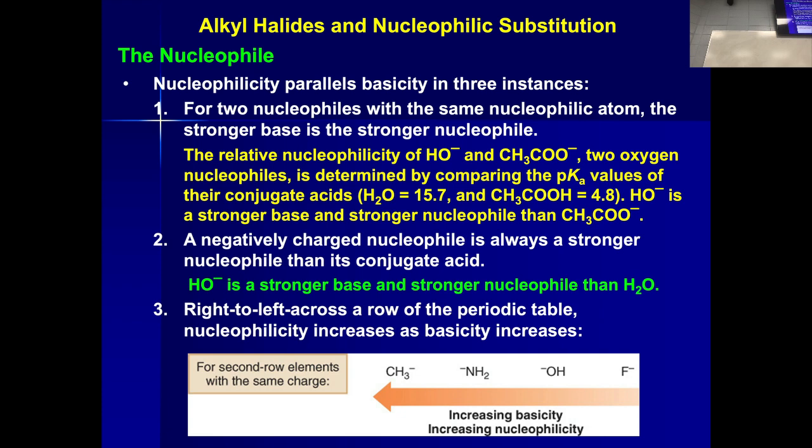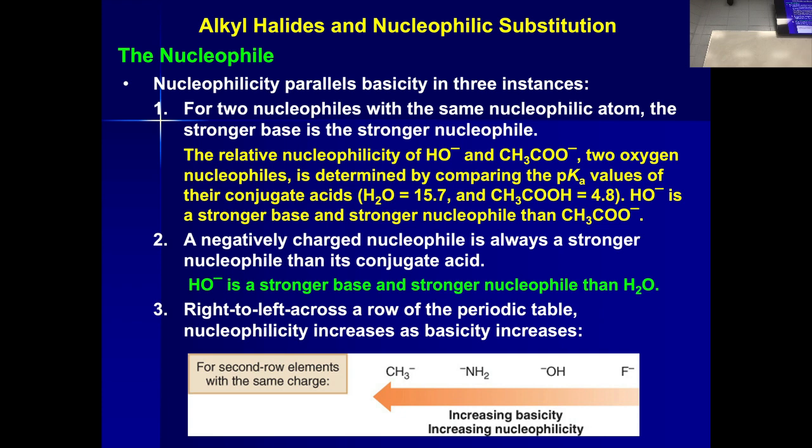What do I mean by the stronger nucleophile? Does that mean it forms a more stable product? Or does that mean that the reaction goes faster? The reaction goes faster? It could be both, but in reality it means that the reaction is going to go faster. So if I have a really strong nucleophile reacting with an alkyl halide, that reaction is going to occur faster than if I have a weak nucleophile. Okay, so the reaction rates will be different. Okay?